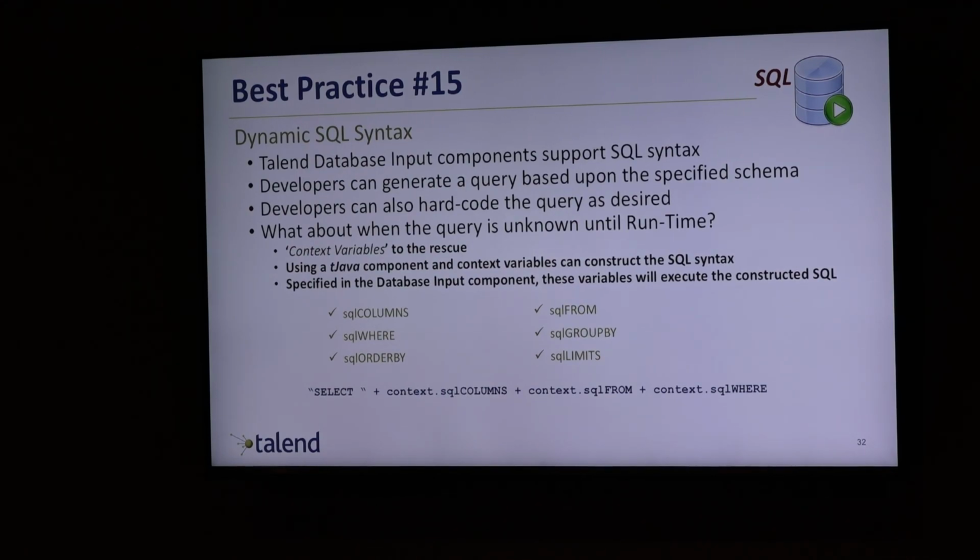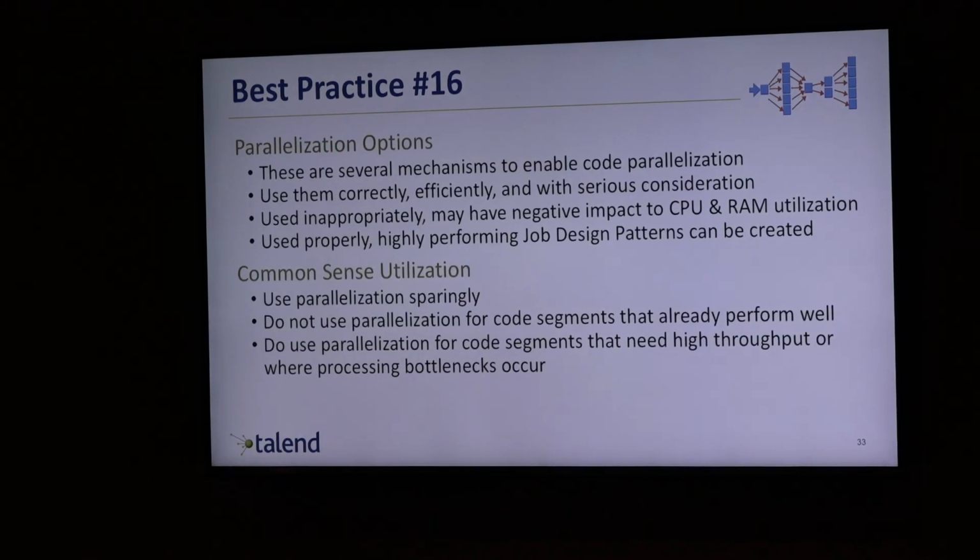Okay. All right. 16 is parallelization options. There are many parallelization options. We call them the subjobs. We talked about the subjobs. There's also tParallelize components, right? This is really for performance, right? You can use them. But you have to think twice before you implement a lot of parallelization techniques in your job. Sometimes it can really be bad. It can actually perform worse than it was, if you're not doing it the right way.